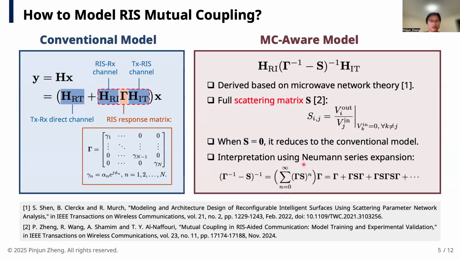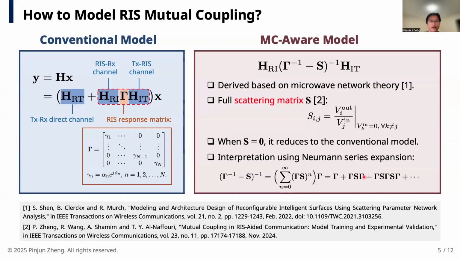There is also another interesting interpretation of this model using Neumann series expansion. Under certain conditions, you can express this nonlinear model in this form, which is a summation of an infinite series. If you look at the first term only, that is a reflection. That means the signal comes in and is reflected out, just the same as the conventional model. But if you look at the second term, that means when the signal comes in, it will be reflected out, and this reflected signal will induce current and voltage at its neighbors. This is called scattering or mutual coupling.